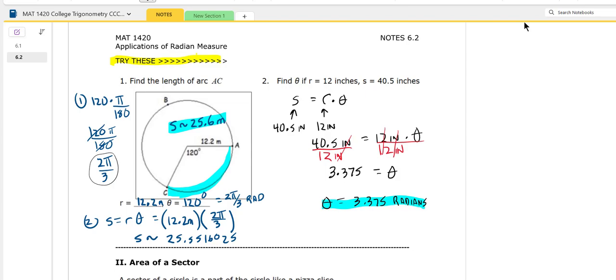And there's no unit on that. I just write radians as a placeholder. But technically an angle in radians is just a numeric value. Okay, so that'll take care of that. That's what you need to know about S equals r theta.